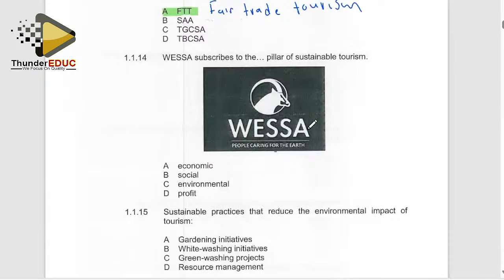Then WESSA subscribes to which pillar of sustainable tourism? Let's look at its slogan rather. People caring for the earth.